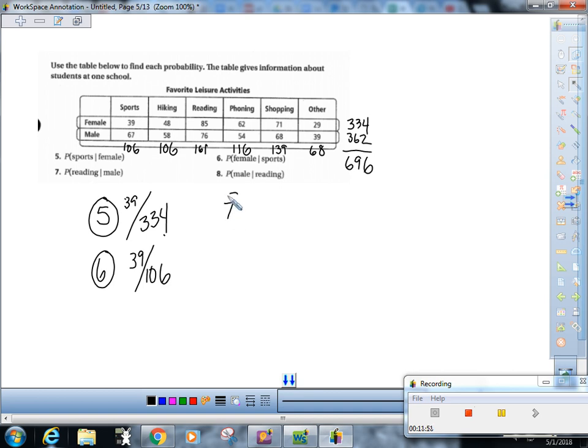Number 7. What is the probability that someone enjoys reading given that they are male? Well, how many of these people are males? 362. And how many of them, let's see, enjoy reading? 76. Okay? Number 8.